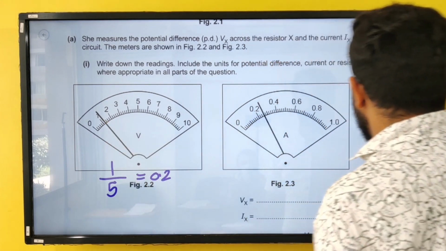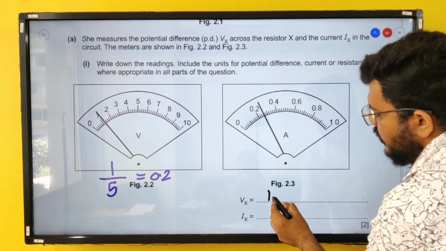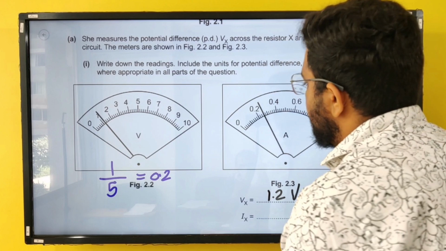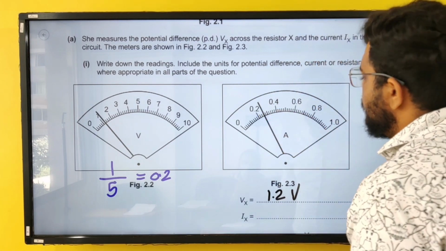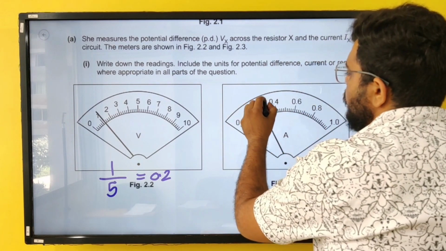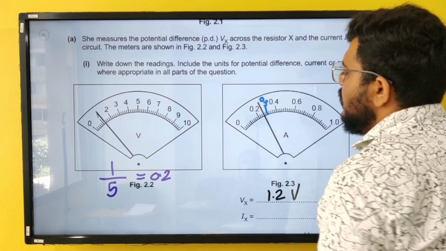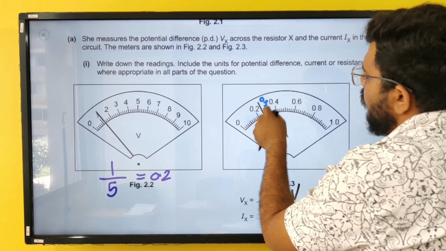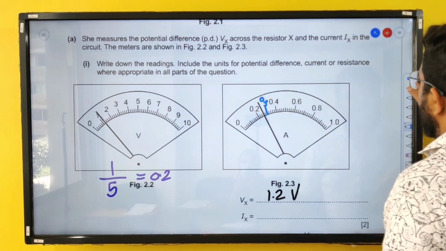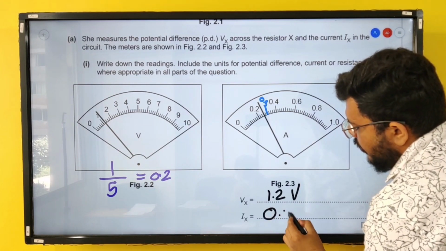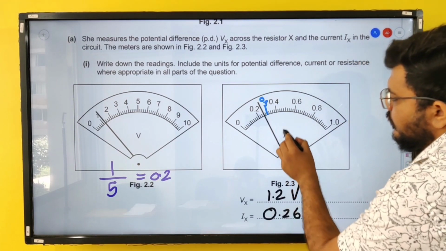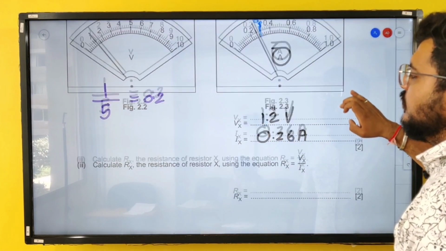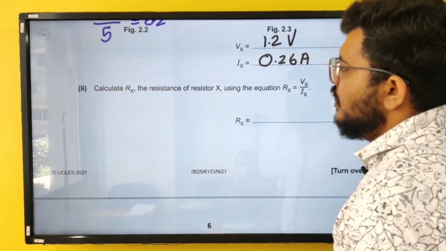So the first reading is 1.2. So voltage is 1.2 volts, right? Clearly written, include the units. Then here you have 10 divisions. Do you? No, you don't, because this is 0.3, right? So again, the same logic applies here, but 0.22, 0.24 and 0.26. So the current is 0.26, and we know the ammeter measures the current, right? So you have 0.26 ampere and 1.2 volt.